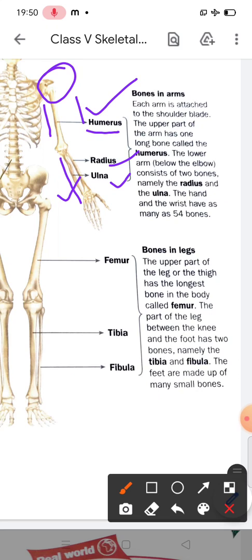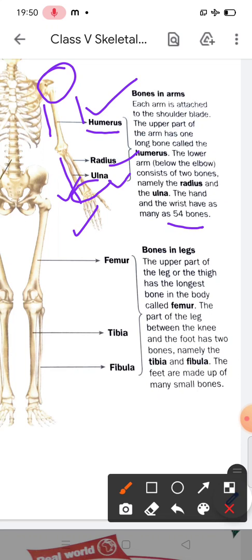And you know students, our hand and wrist have 54 bones, but our upper arm has a long bone, humerus, and there are 2 bones in the lower arm below the upper arm, radius and ulna. Total we can say that the hand and wrist, you can see this is the hand and wrist, this is the wrist watch. You can see that when you wear the watch on the wrist, the hand and wrist have 54 bones present.